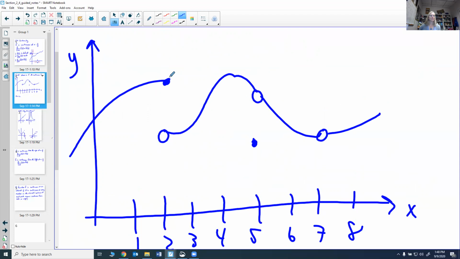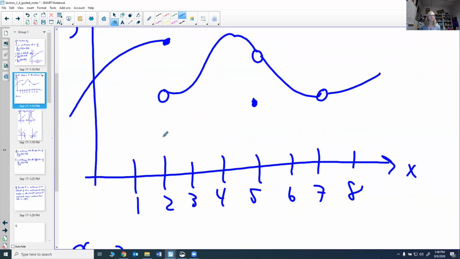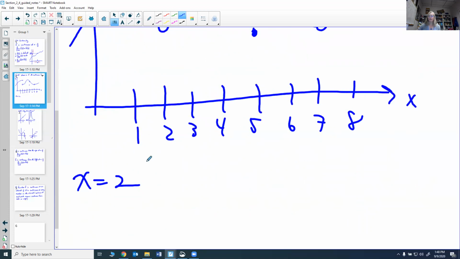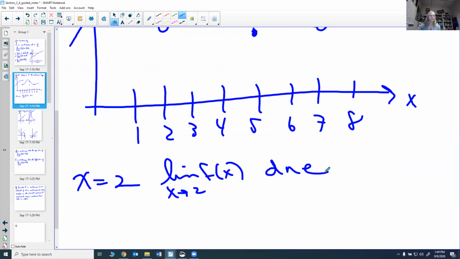At x equals 2, there appears to be some reason why it's not continuous. When I'm coming along, the function f of 2 does in fact exist. It's right here, this dot means my function is defined at that point. But what I notice is the limit from the left and the limit from the right are not hitting the same value, so the limit does not exist. So x equals 2 is discontinuous because the limit as x goes to 2 of my function does not exist.